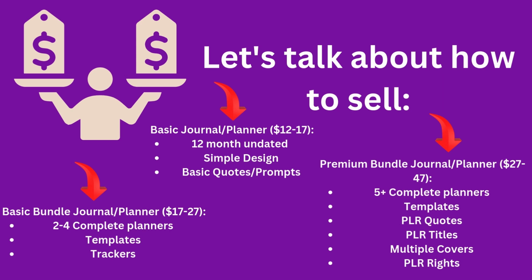And let's just say you want to make like a premium bundle. A premium bundle, I would suggest, like I said, multiple designs of the planner or journal. You can actually sell the actual quotes that you got from ChatGPT as a PLR product with your journals. You can sell the actual titles for your journals. You can actually sell these as a seasonal, depending on whatever it is that you created or whatever your theme in your niche is that you're creating your journal or planners for.